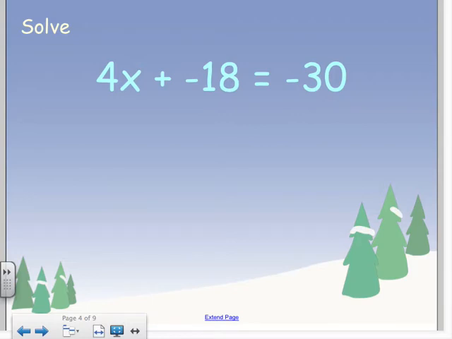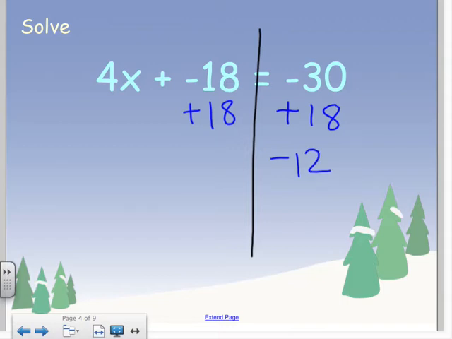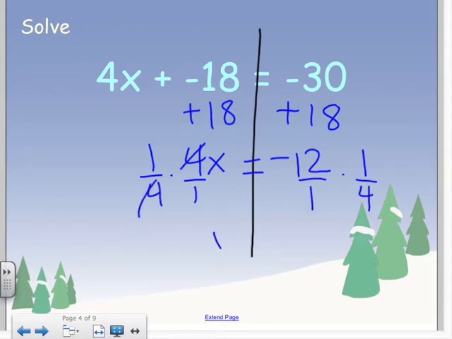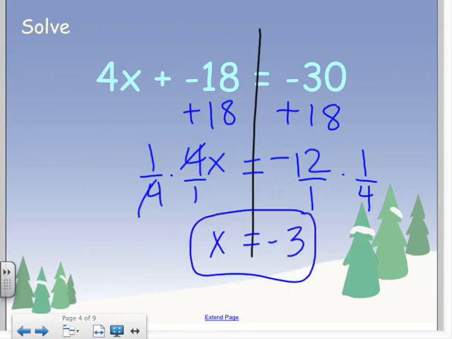All right, again, try this one on your own, but if you still need to go through it together, follow along. All right, so add the opposite. It's -18, so I'm adding +18. So that would be -12 equals 4x. Now the reciprocal of the 4 cancels out, and this simplifies to -3. So remember the order of your steps and to show out all of the steps as you go, okay, step by step.